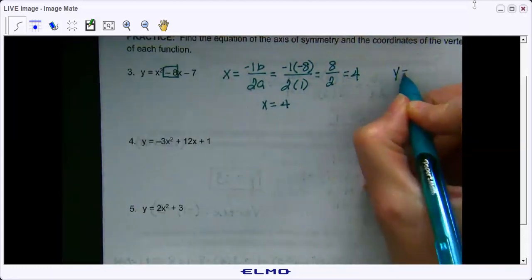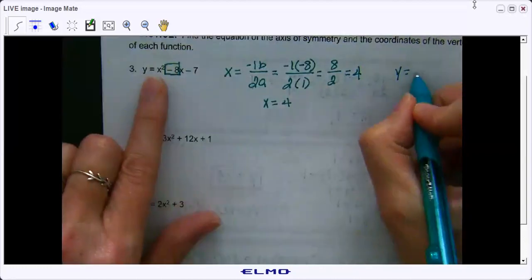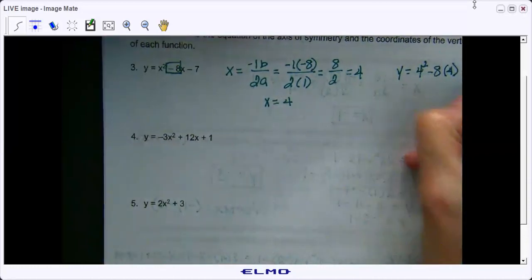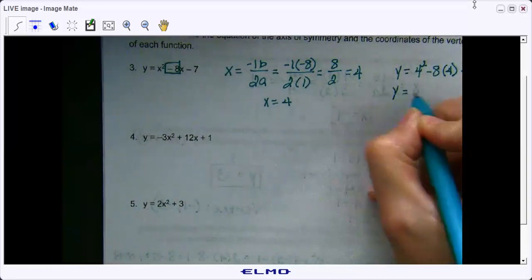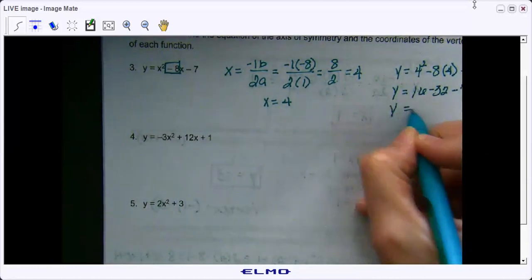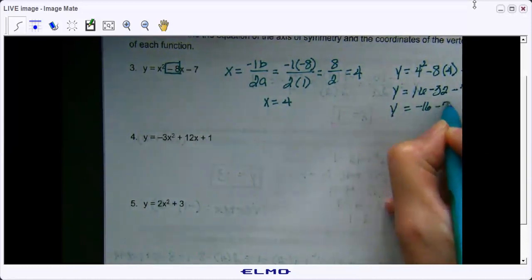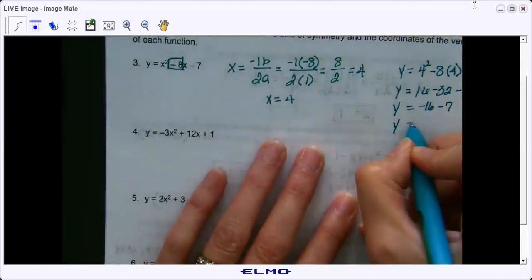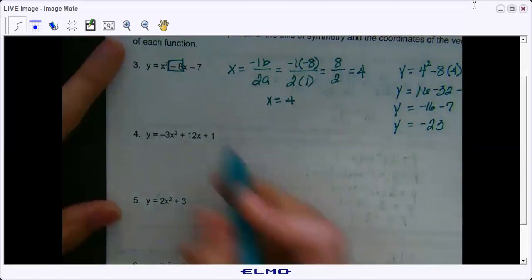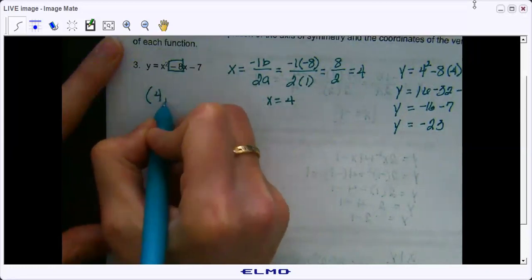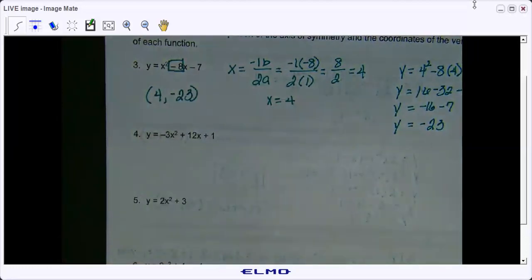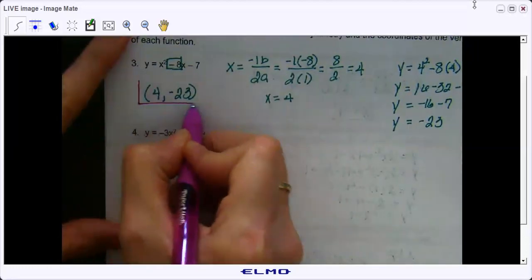So y equals 4 squared minus 8 times 4 minus 7. So we have our x and we have our y. So we have our vertex, just 4, -23. See why we didn't graph this one? Our graph doesn't go to -23. Yep, that's all you're going to do for these 4.